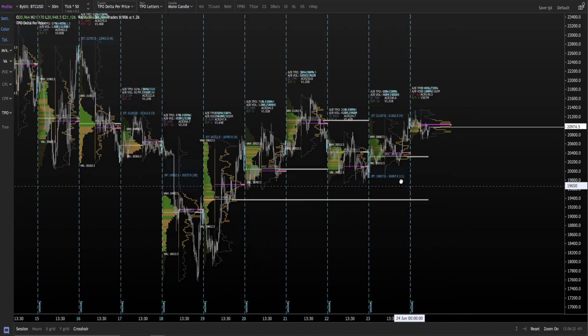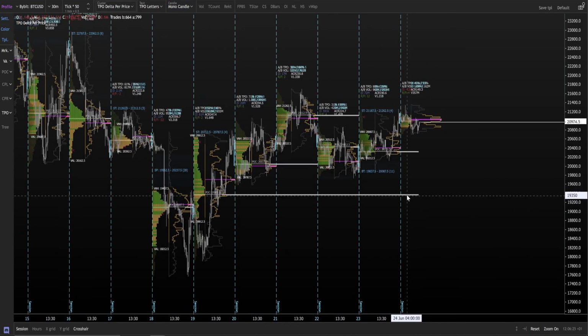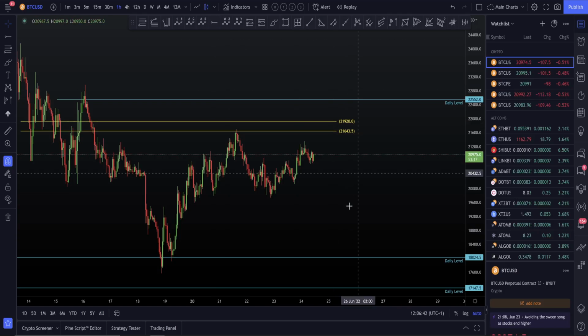To the downside, we can still see we have this nPOC, which we were looking at in the last video. Of course, we didn't quite make it down this far because we just simply took this low off of the 20th of June coming in at 8 p.m.